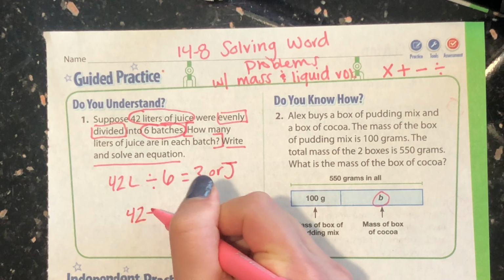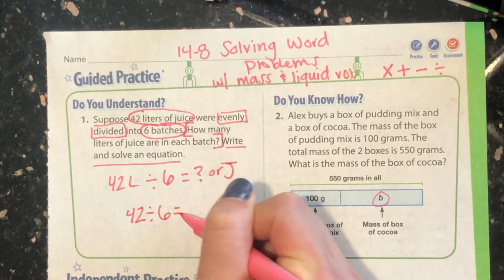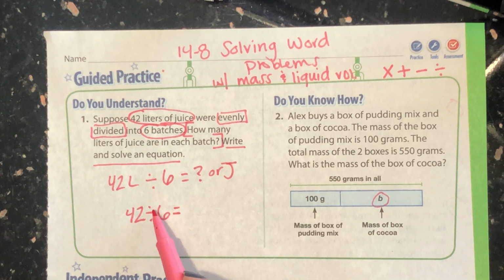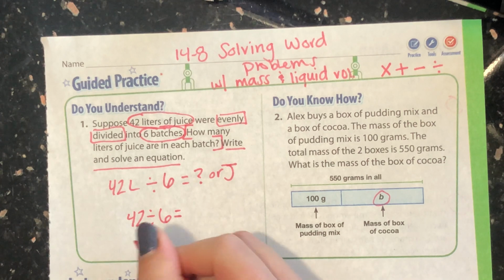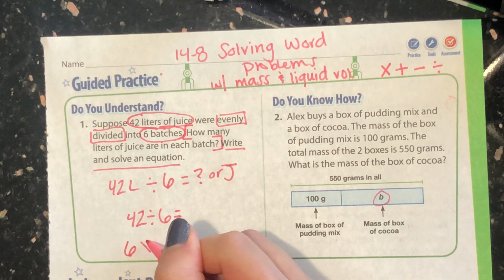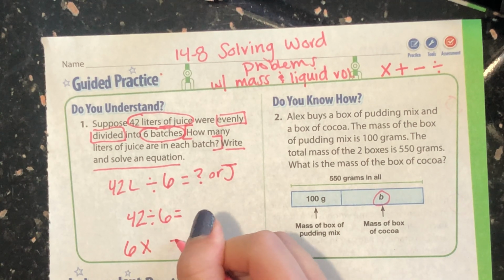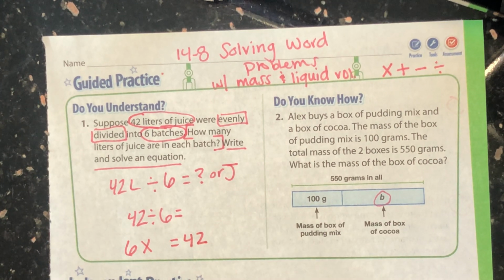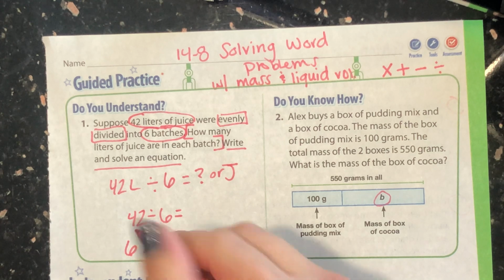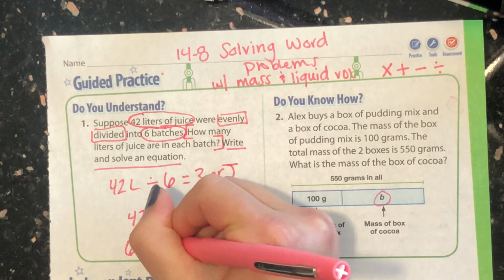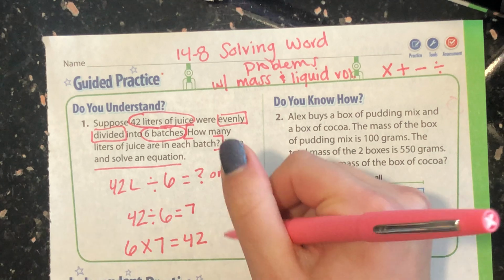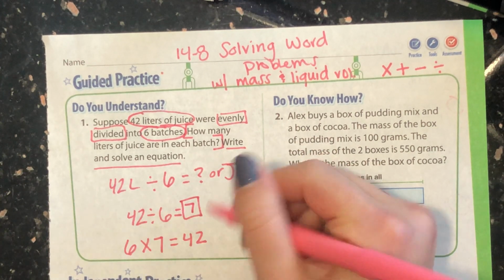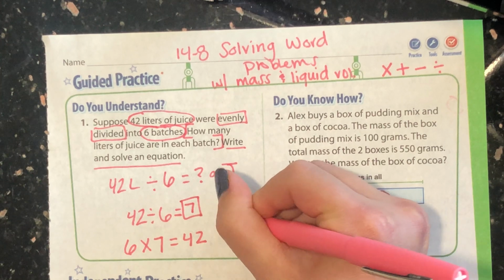So you guys can figure it out. What is 42 divided by 6? That's what you're solving for. And if you don't know this, remember you can always flip division around into multiplication, and you can ask yourself, 6 times what equals 42? And that'll get your answer. So pause the video and figure it out. If you got 7, the answer is correct. So that is my answer, 7, and then I always need a label. I'm looking for how many liters? The answer would be 7 liters, or 7 L.